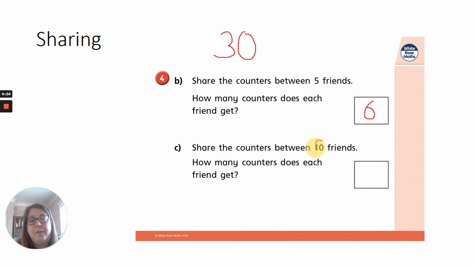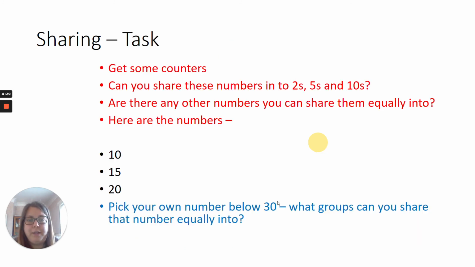So this time, what about if we shared it between 10 friends then? How many counters would each friend get? Pause the video if you need to do it. So they would each get 3, wouldn't they? Because we know 3 times 10 equals 30. Well done if you managed to do that.